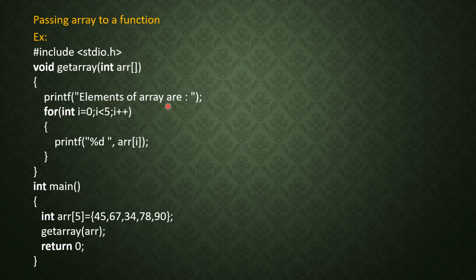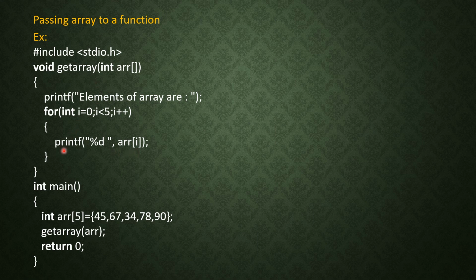Now I'm going to display that array. To display the array we require a for loop of size 5, so I will be taking the range from 0 to 4. By using printf, I am going to print ARR of I. So it will display the array.